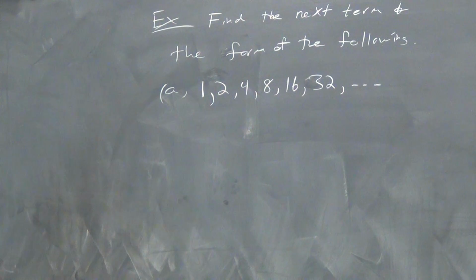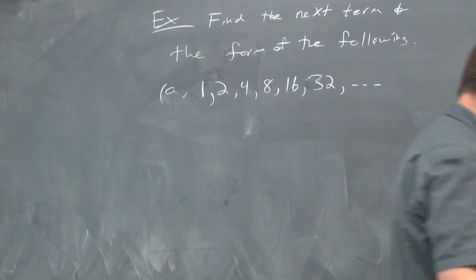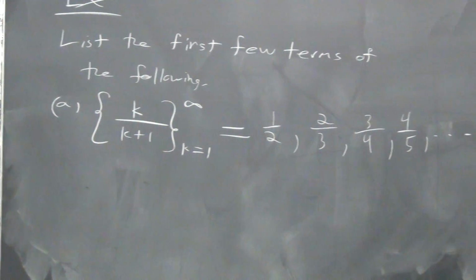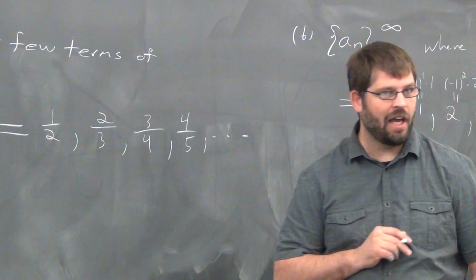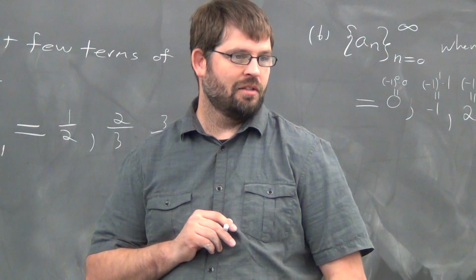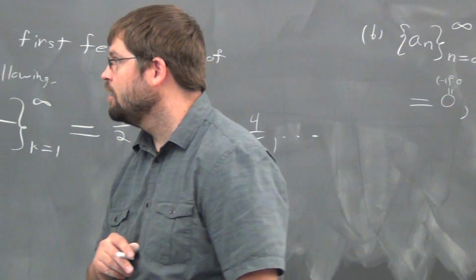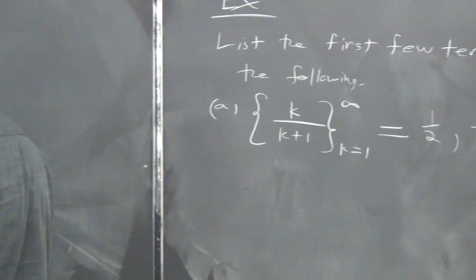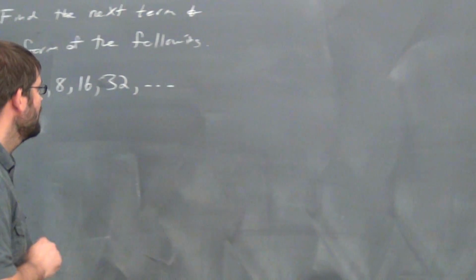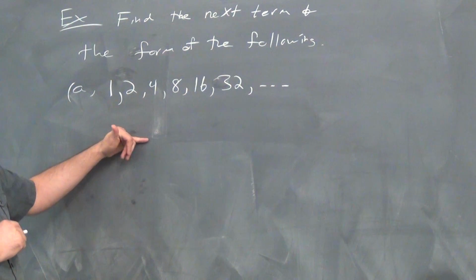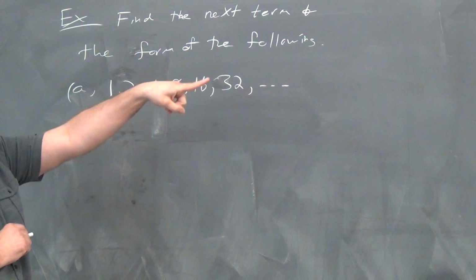All right, so all I want you to do here is look at the sequence, try to recognize some pattern that's emerging, and then once you have a pattern, give the next term, and then once you have the next term, let's try to figure out the general form in that form.